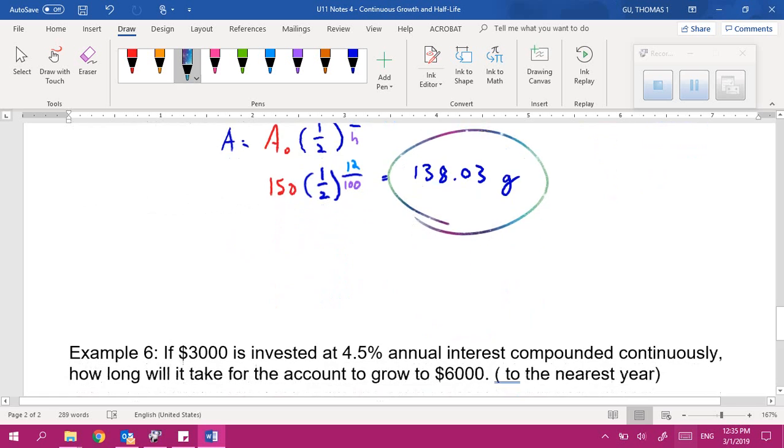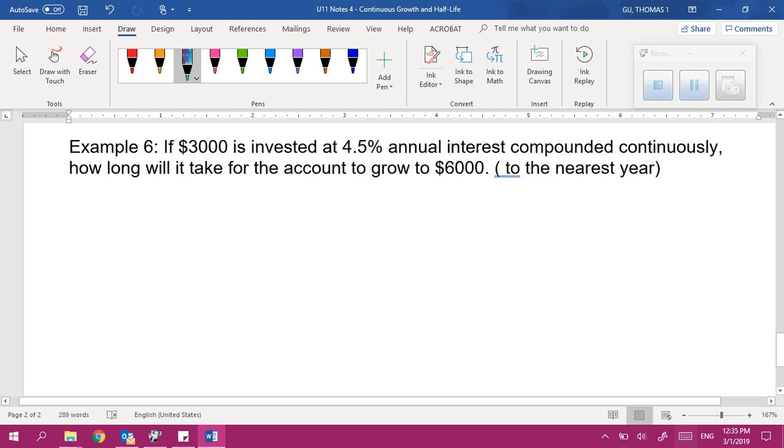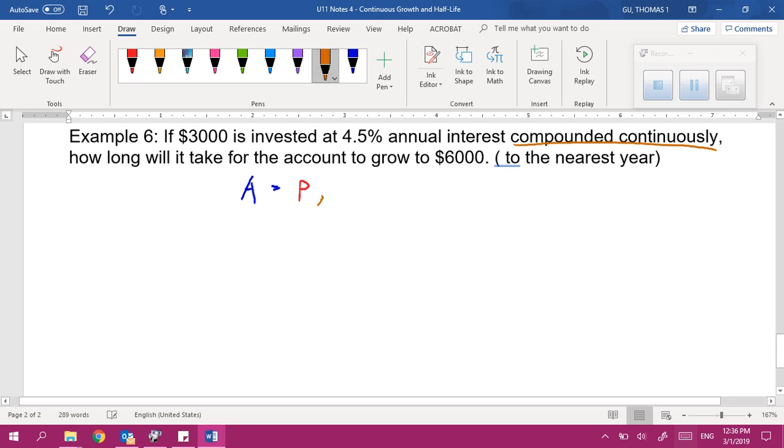All right, our last problem is going to be back to the compound interest or continuous growth, but the way that this problem is a little different. This is kind of what we were doing yesterday. So notice that it says if $3,000 is invested at 4.5% annual interest, compounded continuously, key word right there, compounded continuously, we're using A equals P times E raised to the R times T.